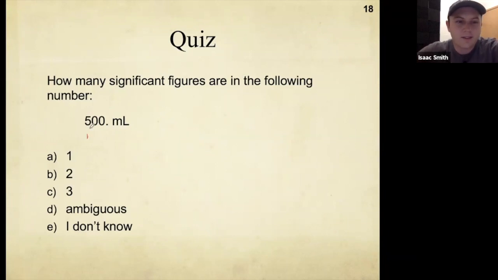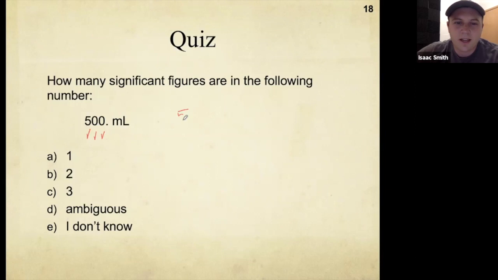so the 5 is significant because it's a non-zero, okay? And then we look at this 0, it follows a significant figure and it is followed by a decimal. So this is that third criteria that doesn't come into play that often, but it does mean that this 0 is significant. This 0 is also significant because it follows a significant figure and is followed by a decimal. So the reason, I know this looks weird, you would never really write 500 decimal with nothing else after it, but you do use it in chemistry sometimes to show that this 0 is significant, right?